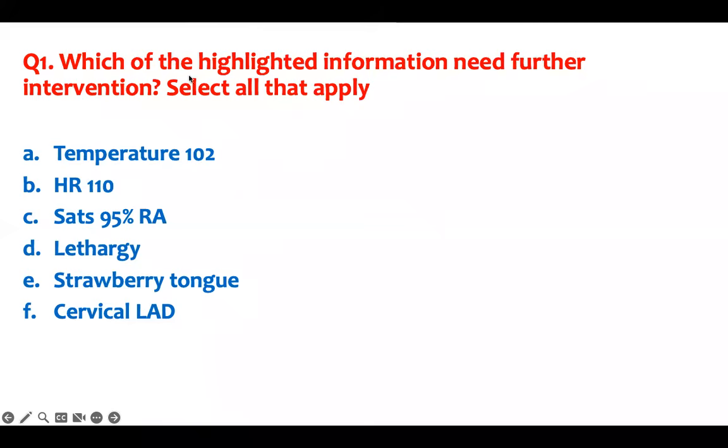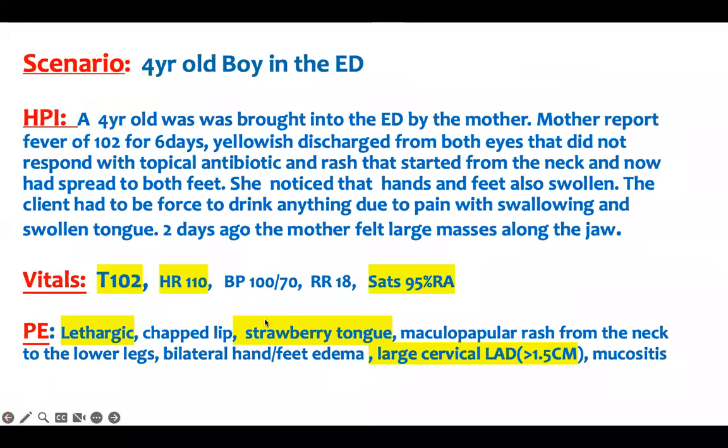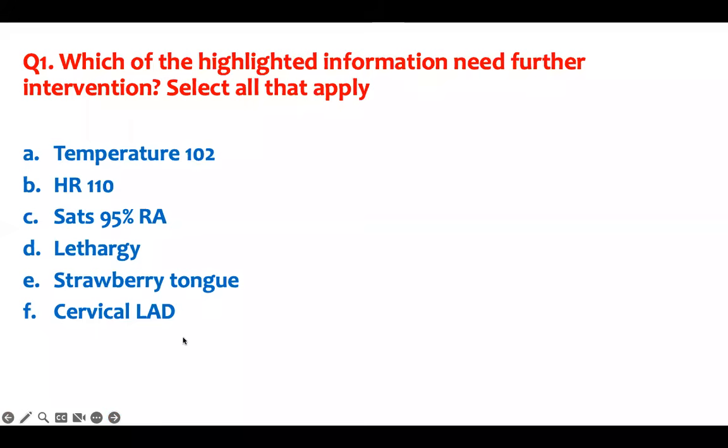We said, which of the highlighted information need further intervention? So the highlighted information that we saw over here is the same thing. I wrote it back so that we don't have to keep going back and forth. Temperature of 102, heart rate, saturation, lethargy, strawberry tongue, and cervical lymphadenopathy. This is an expected finding. Strawberry tongue is an unexpected finding.